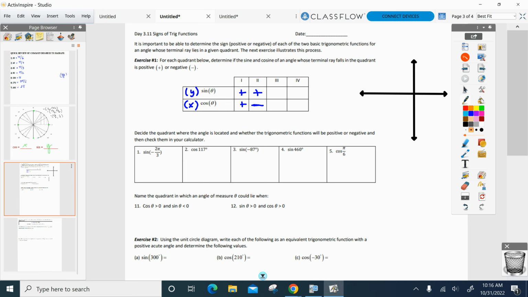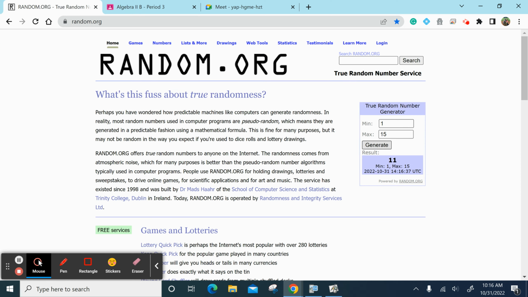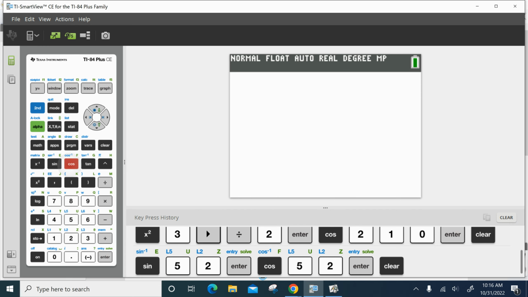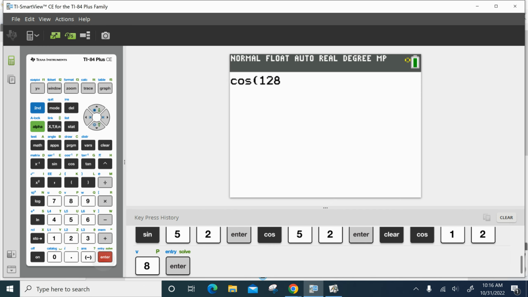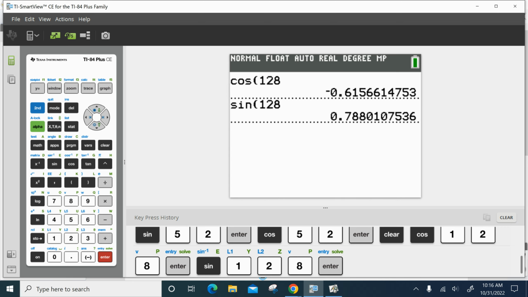Give me an angle in quadrant 2, just so I can show you what all this means. 128. Okay, everyone, ready? If I do cosine 128, see what I mean by negative. That's why we're putting a negative sign in your chart now. And then this is the last time I'll do it, but sine 128, see I'm putting positive. So that's what the pluses and the minuses mean here.